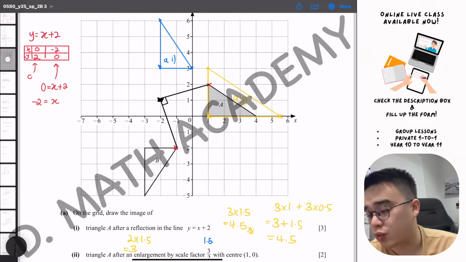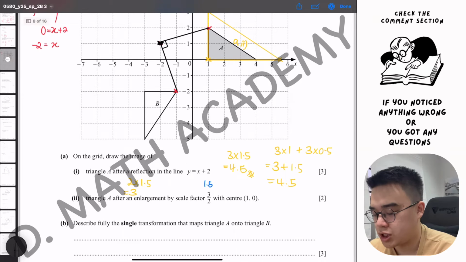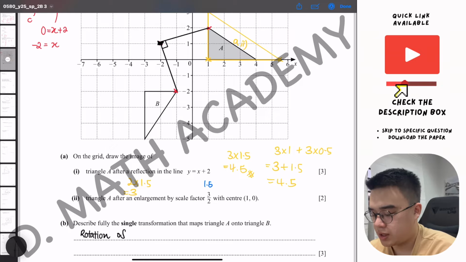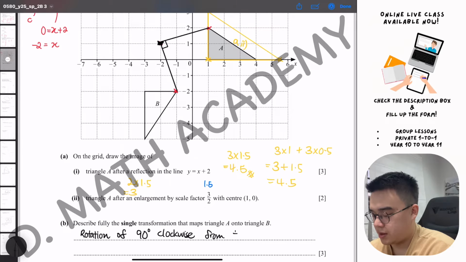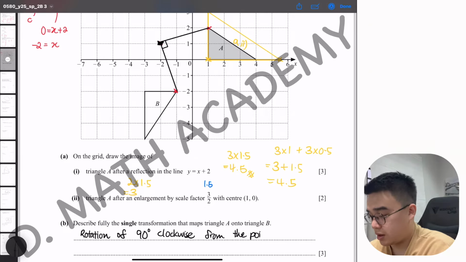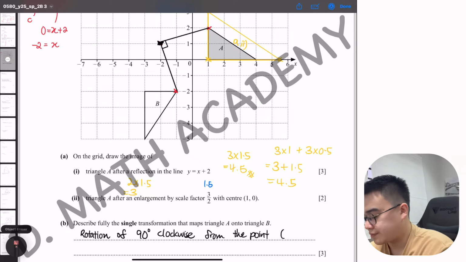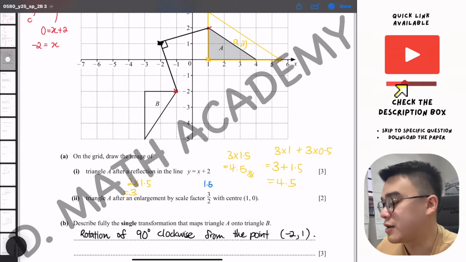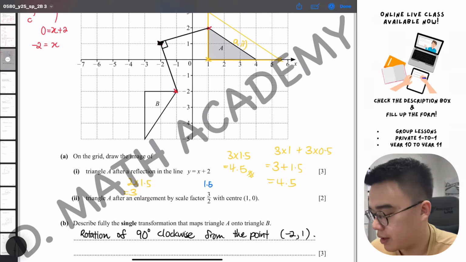rotation of -2, 1. So when I write it out, it will be rotation. This is 1 mark of 90-degree clockwise. This is my second mark. And from the point, -2 and 1. That's how you picture it and identify the answer straight away. So this is for question B.